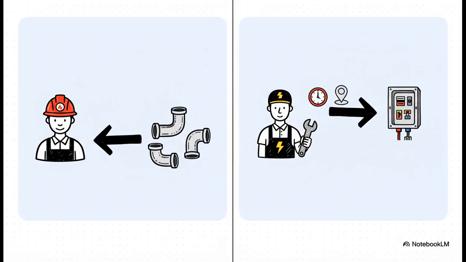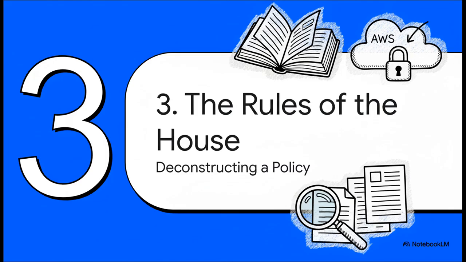With ABAC, access is dynamic. So an electrician gets access to a specific wall, but maybe only for the next 2 hours, and only if they're on a specific project. It's much more granular. All right, so we keep talking about this rule book, this policy. What does one of them actually look like?